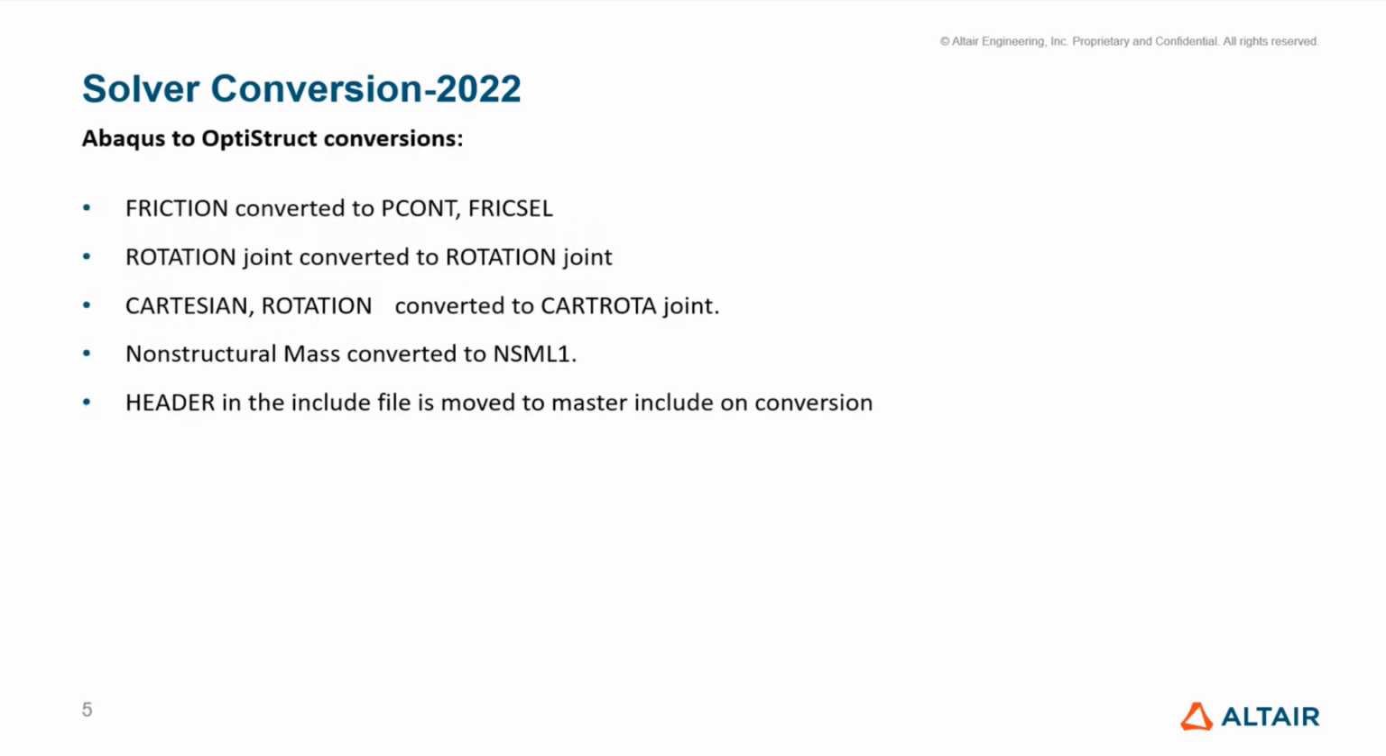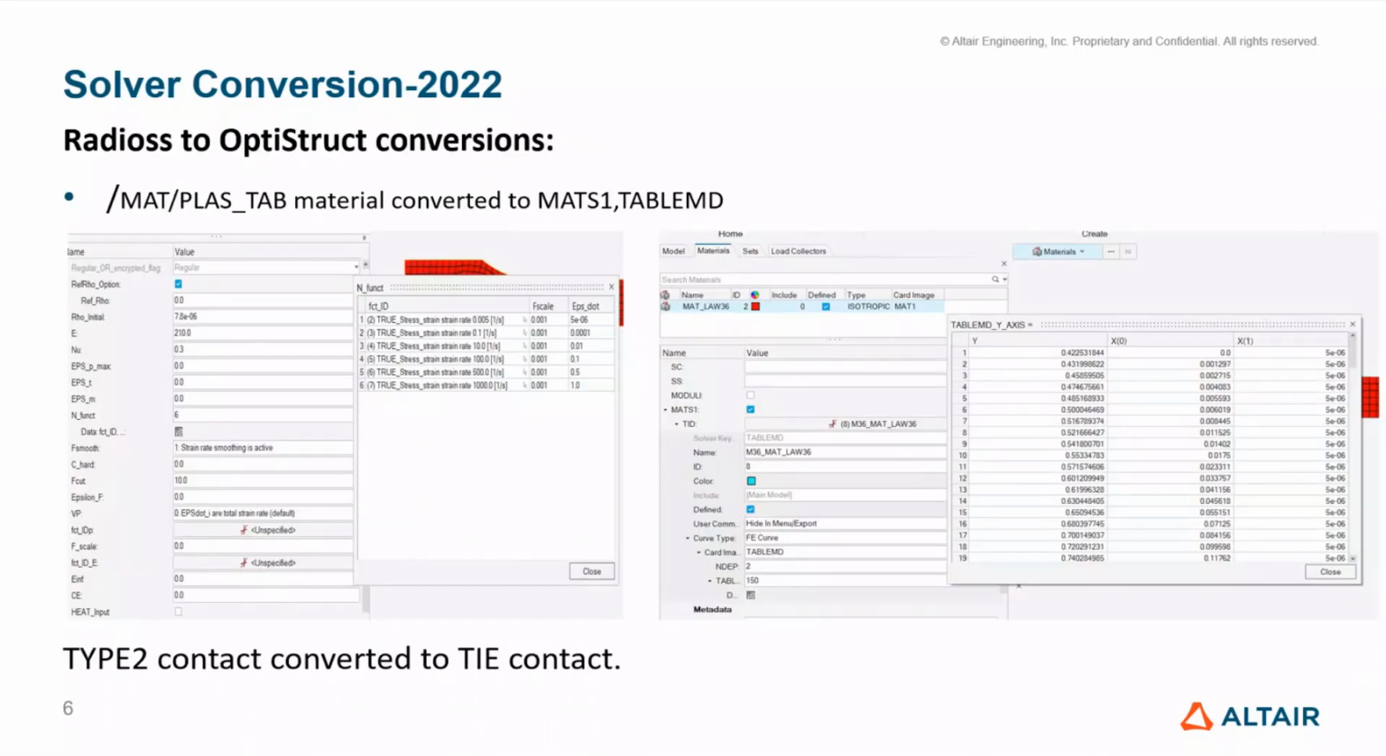In Abaqus to OptiStruct, we had some critical conversion requests which could help us get the solver result in OptiStruct. One is friction, and also the combined joins which were introduced in the OptiStruct interface were supported in conversion, which is Cartesian rotation to CART ROTOR. With regard to Radioss to OptiStruct conversion, there was a bigger effort involved in converting these cards, as we had to map all the strain rates and the F scale, which is defined on one card in Radioss, to TABLEMD and arrange them in ascending order. And type 2, the contact card, was also supported.